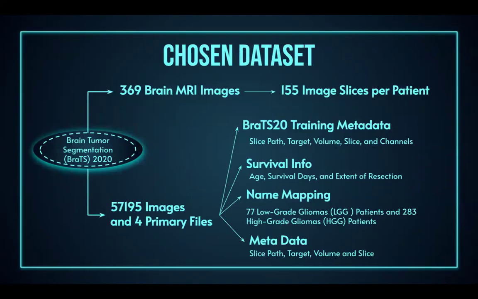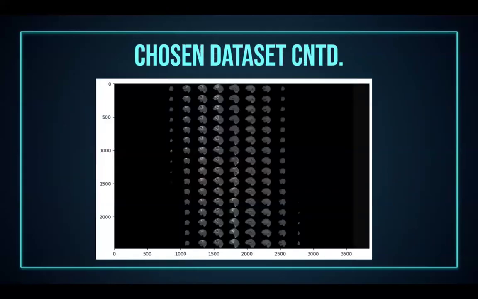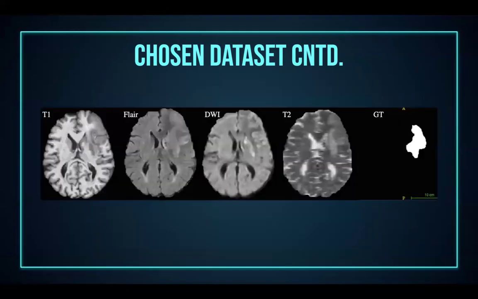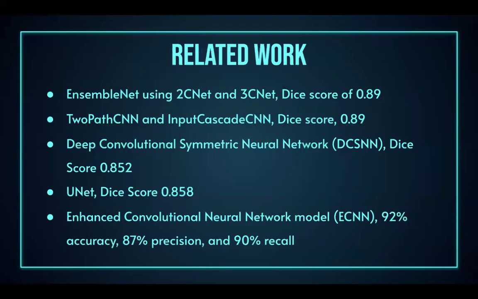Moving on to our chosen dataset, it contains 369 brain MRI images for patients, where each contains 155 image slices, summing up to around 57,000 images contained in four primary files: the training metadata, survival info, name mapping, and metadata. And here is a sample of one of the patient MRIs with the 155 slices, each of which contains four channels, along with the ground truth. And here's the related work.